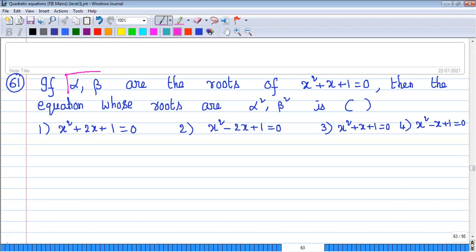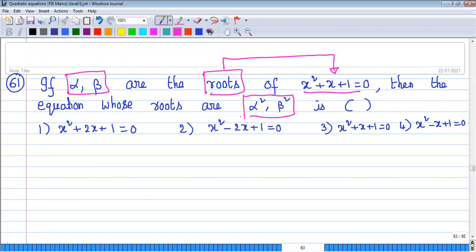See, if alpha comma beta are the roots of this x square plus x plus 1 equals 0, then find a quadratic equation whose roots are alpha square comma beta square. That we need to find out. See the solution. Here we have alpha plus beta is equal to minus the coefficient of x. The numerical coefficient is 1 only, but negative 1 here. Product is alpha beta is equal to 1.